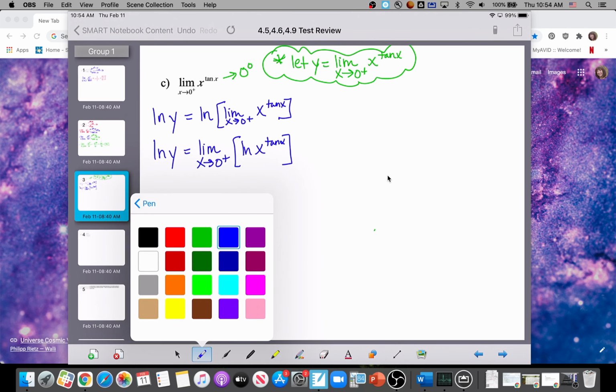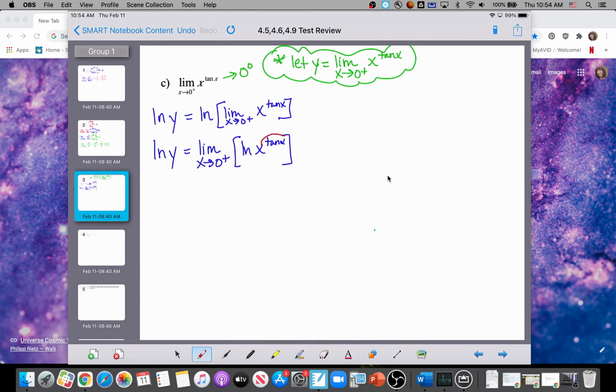As I mentioned, in my next step now, I'm going to use the properties of logarithms that say that the exponent on something inside of a log can come down and become the coefficient of the log. So now I will have the natural log of y is equal to the limit as x approaches 0 from the right of tangent x times natural log x. And when I get to this point, I'm getting closer to where I want to be so that I can use L'Hopital's rule.